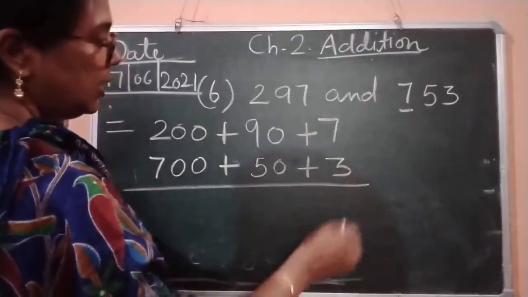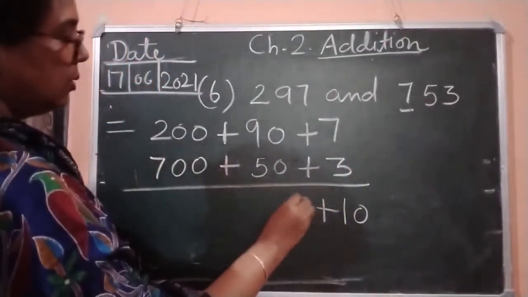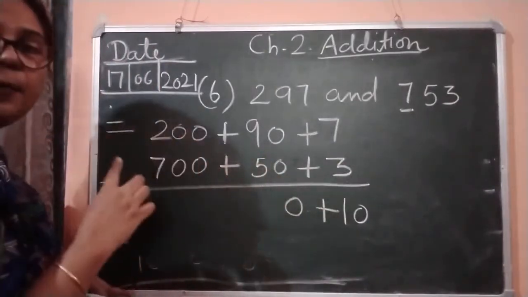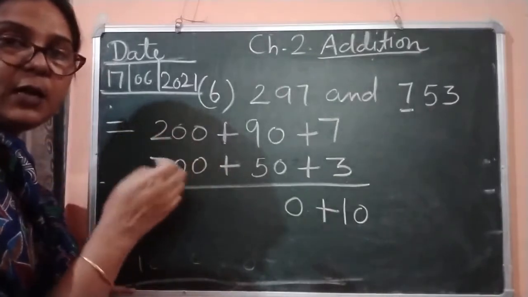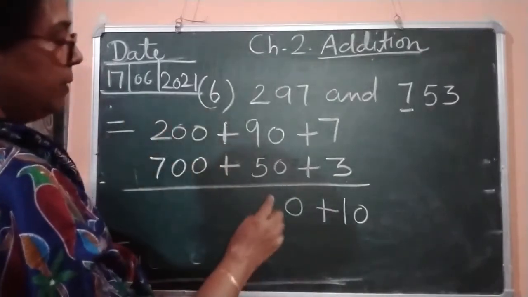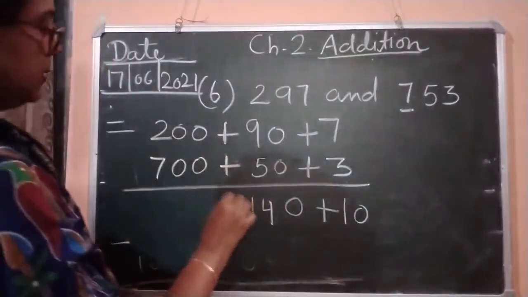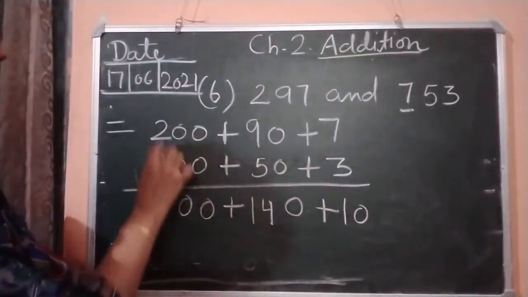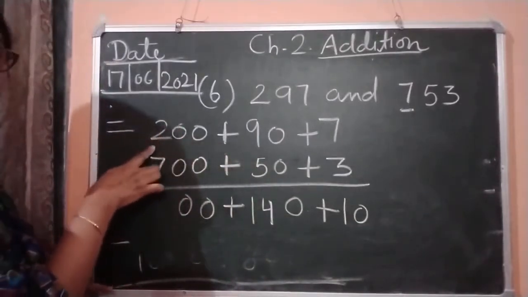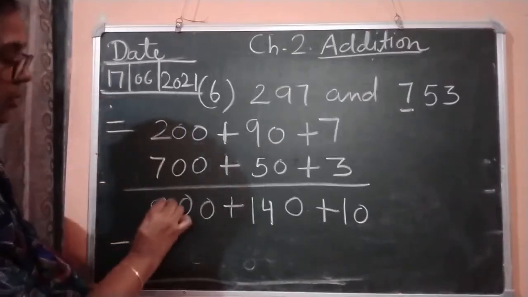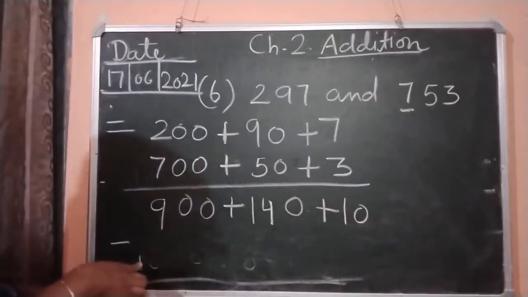7 and 3 is 10. Now 0 and 0, 9 and 5, 9 in mind and 5 in hand, 10, 11, 12, 13 and 14. So we are getting 14. Now 0 and 0, and 7 and 2, 7 and 2 is 9. So 900, and 140 and 10 we are getting.